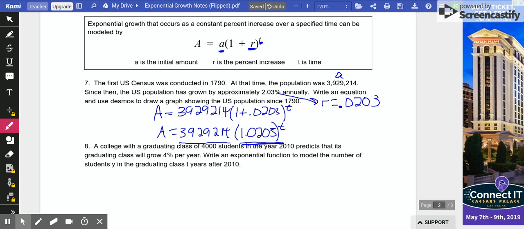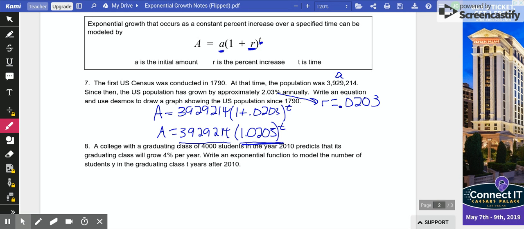A college with a graduating class of 4,000 students in the year 2010 predicts that the graduating class will grow 4% each year. Write an exponential function to model the number of students Y in the graduating class T years after 2010.